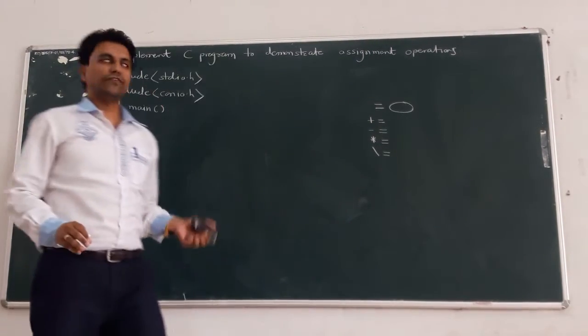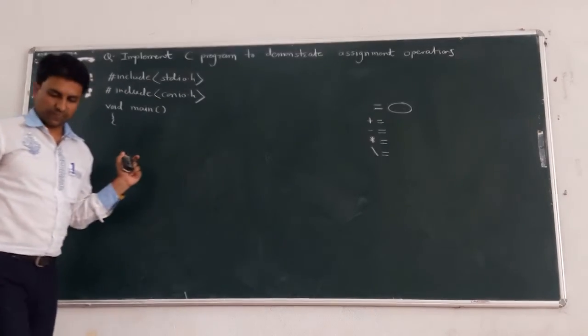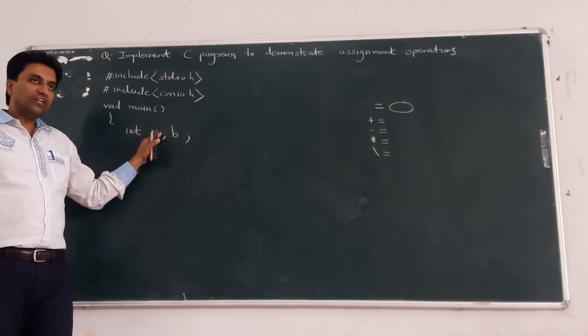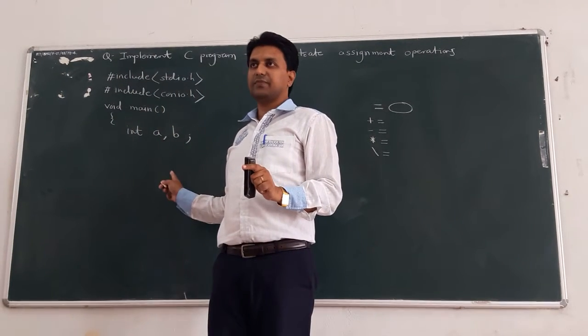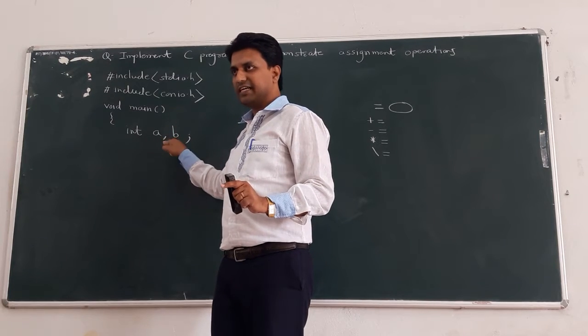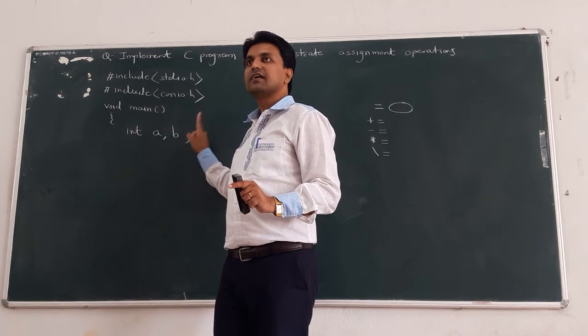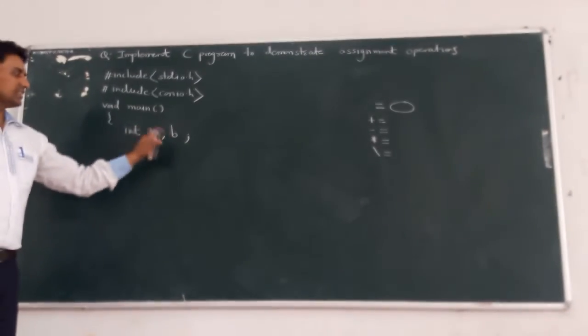Okay, so we will take all the assignment operators in our program. Take two variables. First declare two variables a and b, semicolon. This statement is called the variable declaration statement, and when we assign a value to a variable, that statement is called an initialization statement. Here only the variables are declared, the value is not assigned. So this statement is called a declaration statement in C language. Clear? So take any two variables a and b.